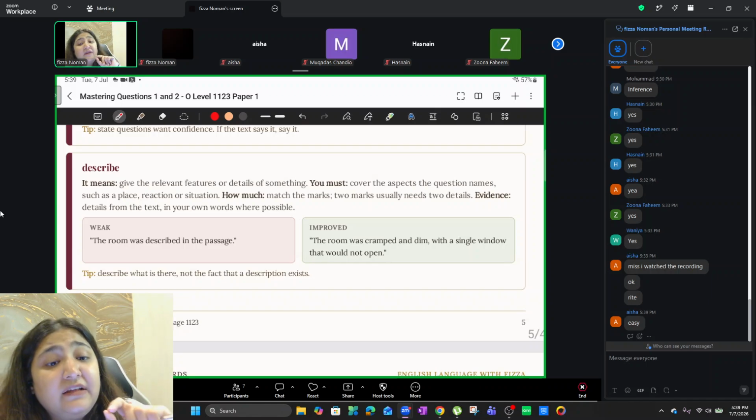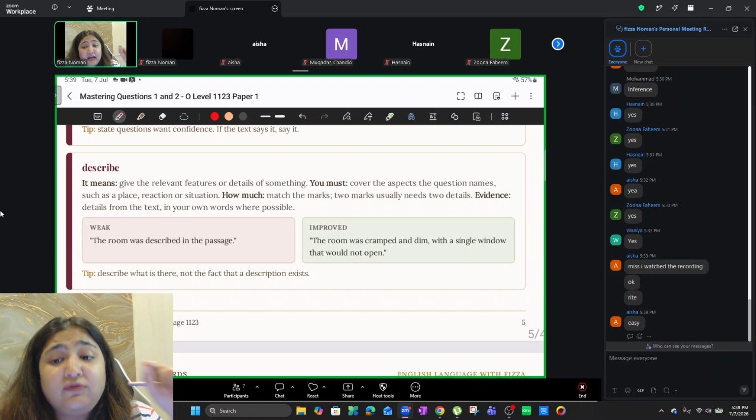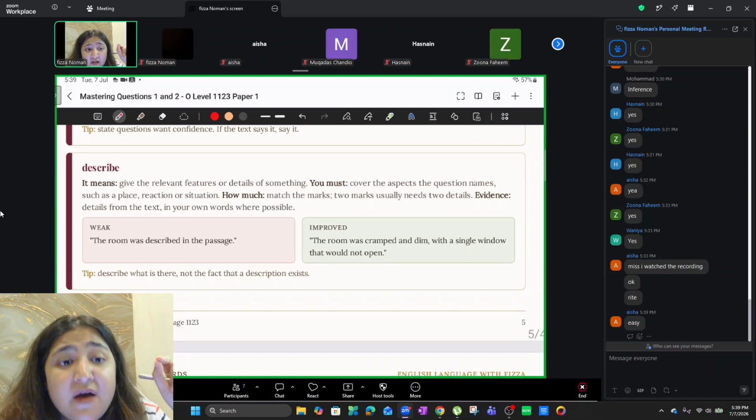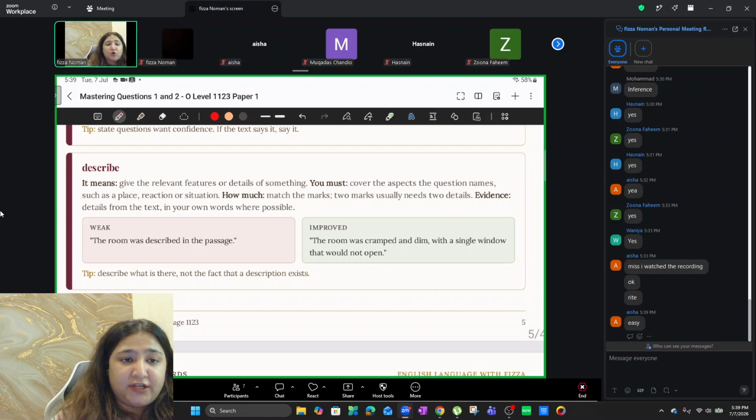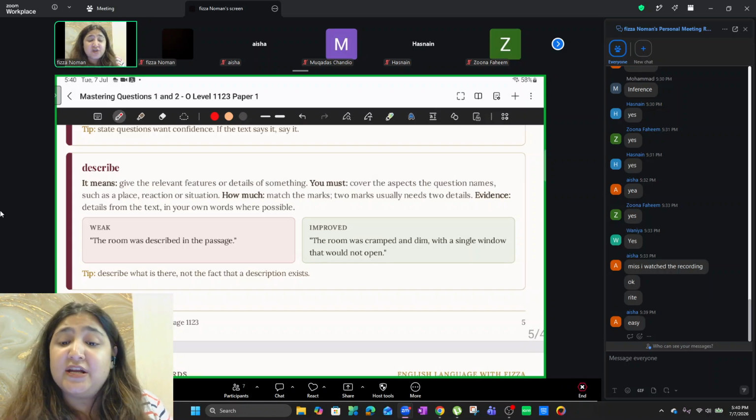हाँ, क्योंकि evidence के लिए अच्छा ये होता है कि at times, yes, you quote the text, but unless it demands that you use your own words, then do so. But ज़्यादातर evidence में ऐसा ही होता है कि you have to quote the text. Explanation is generally in your own words.